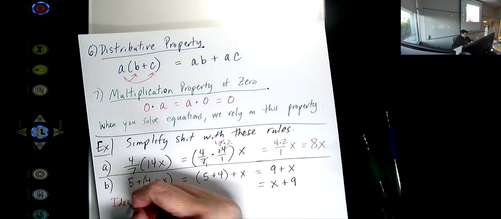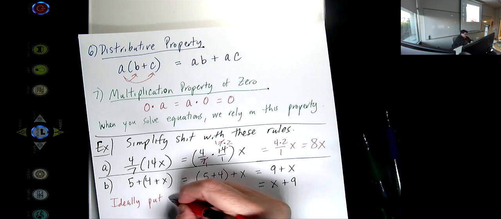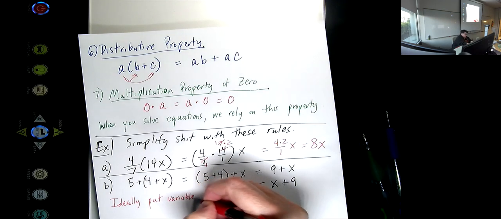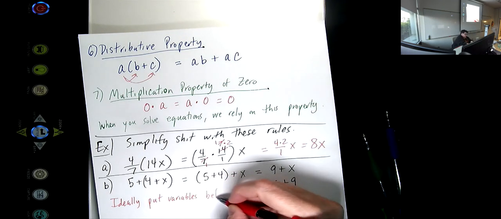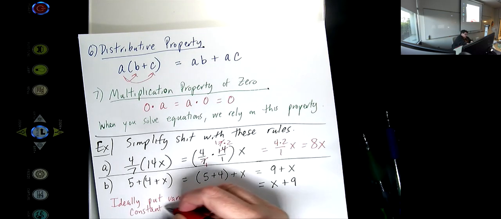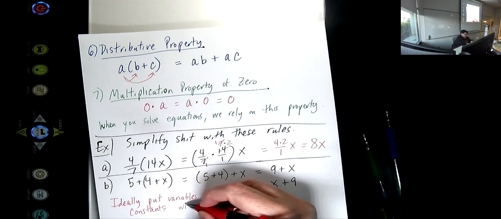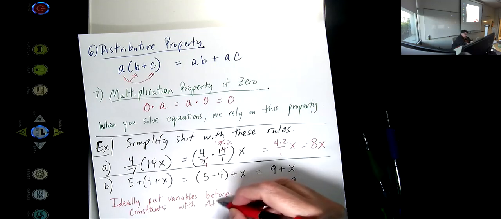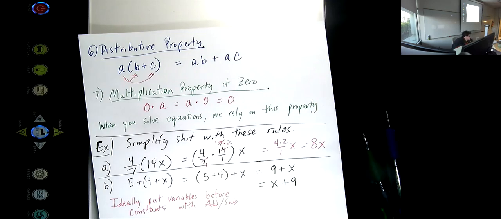Ideally, do put variables first, variables before constants, with addition or subtraction. Not multiplication. You don't want to say x5, you want to say 5x. And there's a reason for it. When we start using it in shapes where it matters, I'll tell you the reason. For now, just put the letters first when you're adding them.